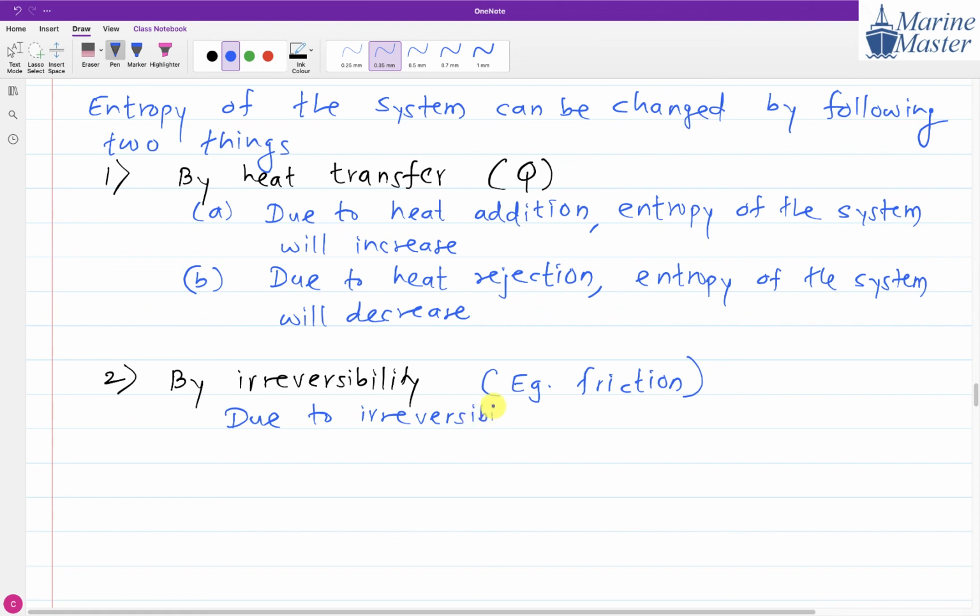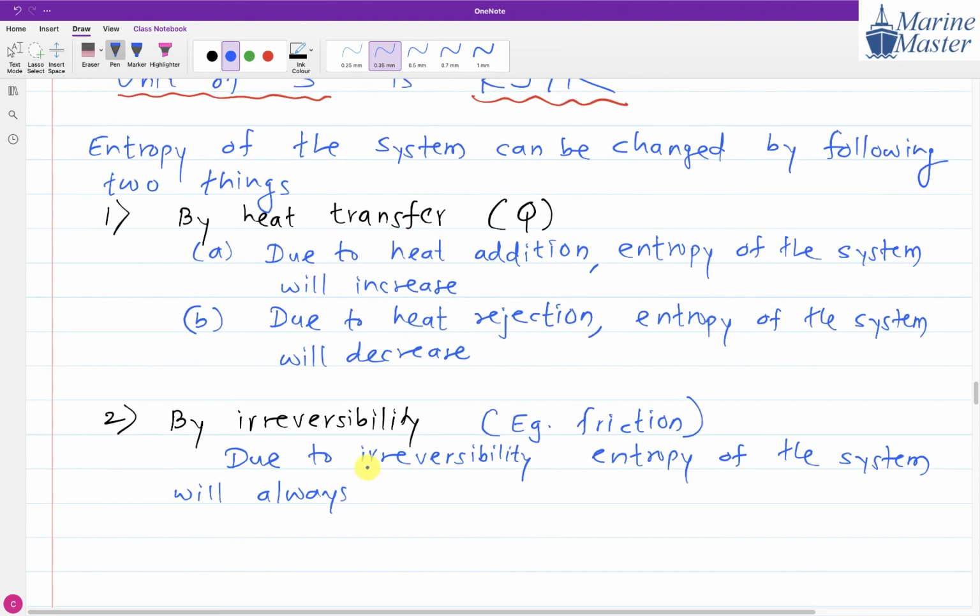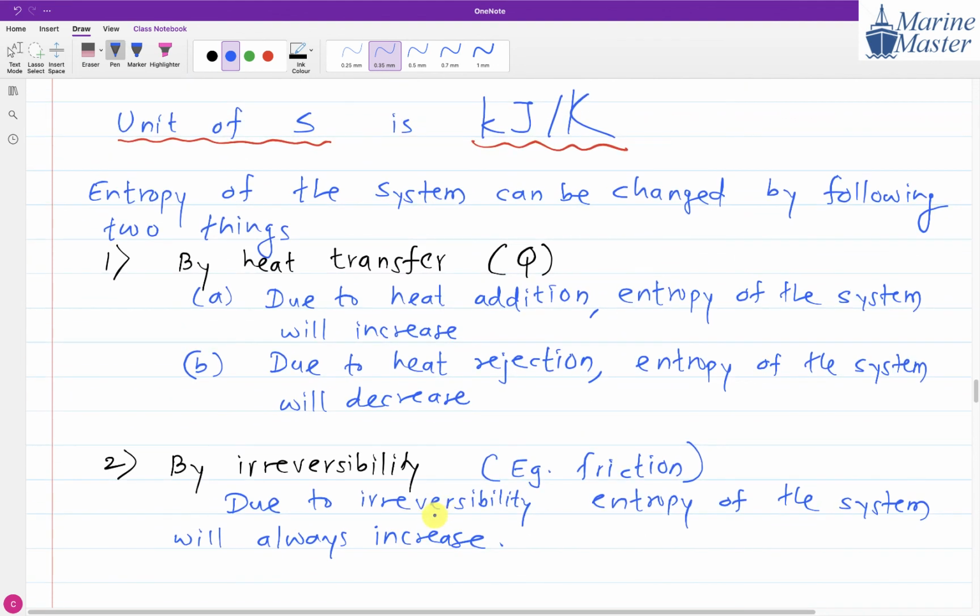Due to irreversibility, the entropy of the system will always increase. Means due to friction, what is going to happen? The entropy of the system will always increase.